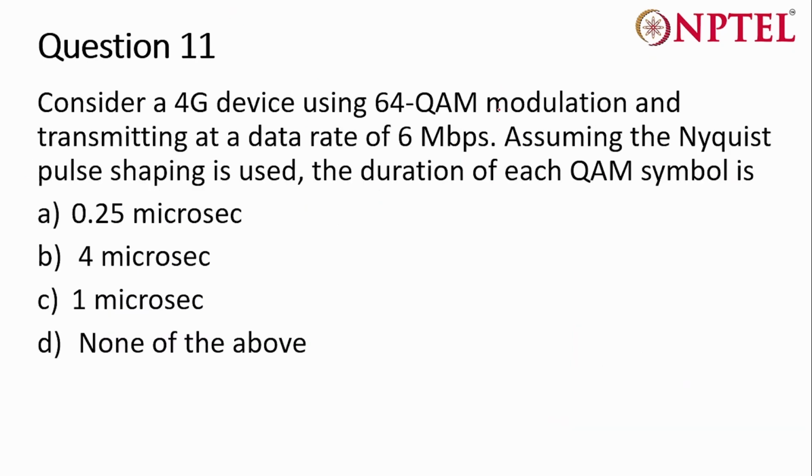So, the next question is here. We have a 64 QAM modulation and the transmitted data rate is 6 megabits per second, and Nyquist pulse shaping is used. What is the duration of each QAM symbol? How do you find the duration of each QAM symbol? So bit rate will be 48 Mbps, and QAM symbols per second, 64 QAM.